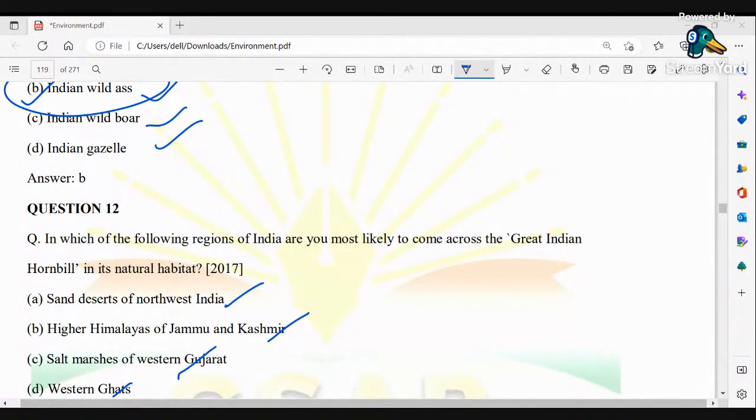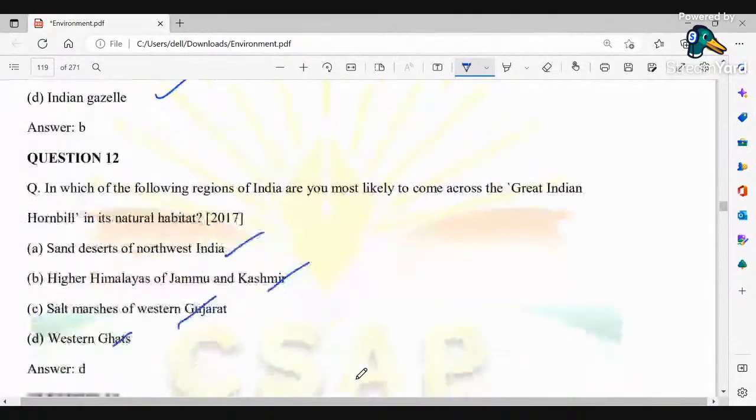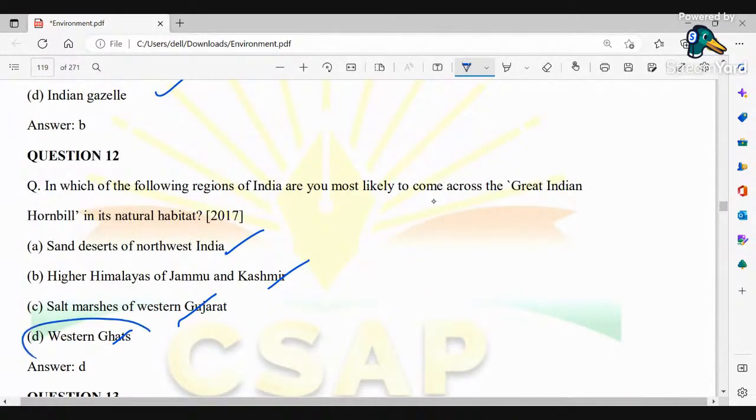Question 12. Great Indian hornbill in its natural habitat. D. Okay, Western Ghats. Any other comments? Okay, good. So here we could see that this great Indian hornbill is basically located in a region like the Western Ghats, which is its natural habitat.